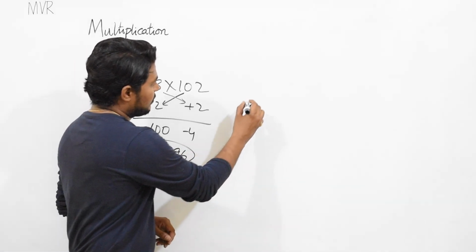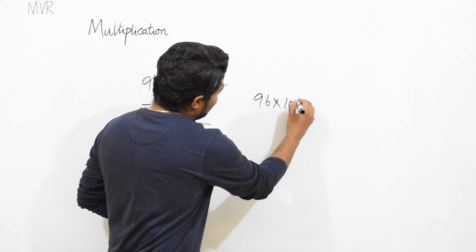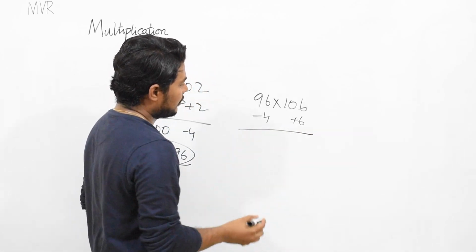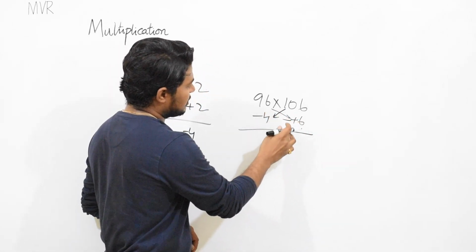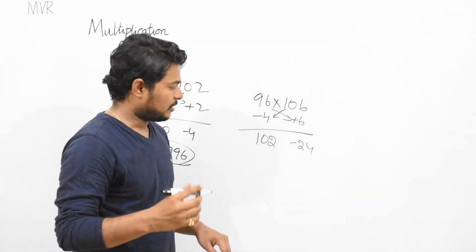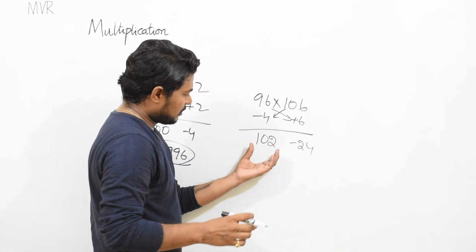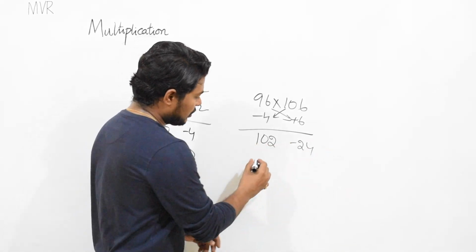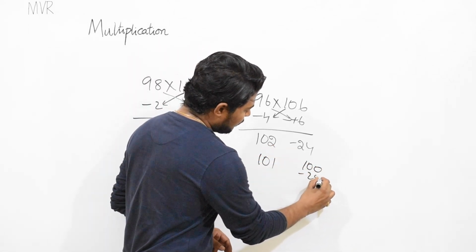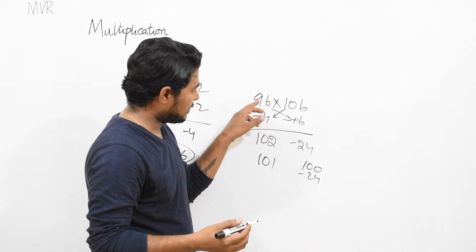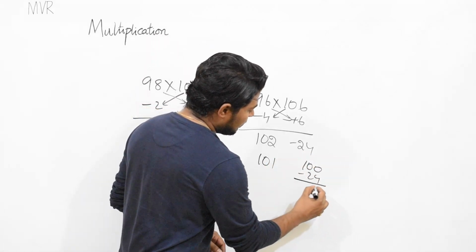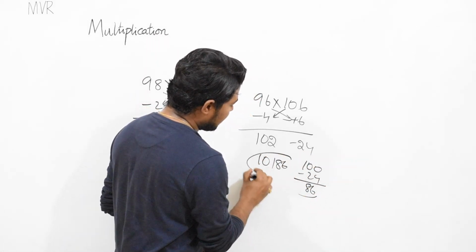Okay, we will take another example. 96 into 106. So this will be minus 4, this will be plus 6. Now you can add this or you can subtract this. 106 minus 4 will be 102, and you need to subtract 24, right? Now you need to take one borrow here, so this will become 101. Now from 100 you need to subtract 24. Why? Because these numbers are close to base 100, so from 100 you need to subtract 24. This will be equal to 86, and you have to write 86 here. This will be the answer.